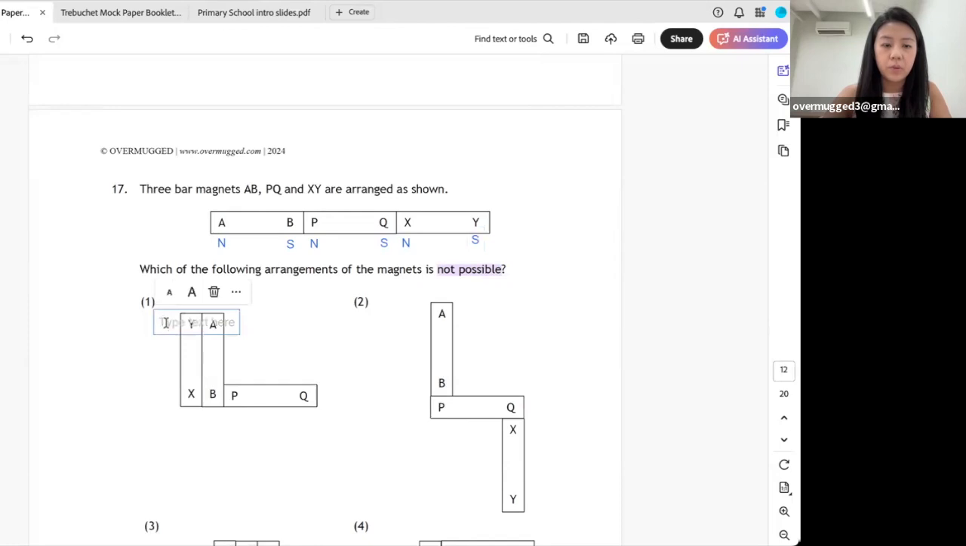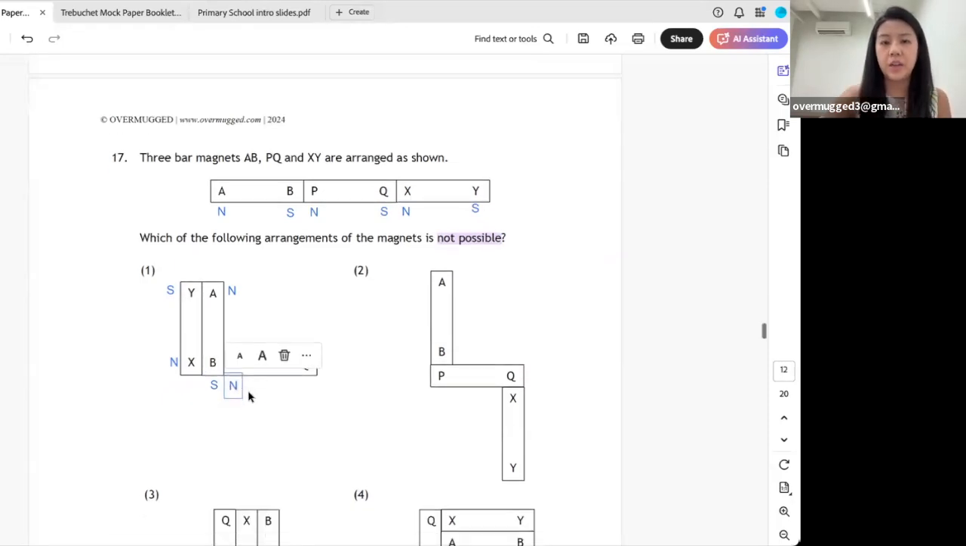And A is north pole. South pole. North pole. Okay, no problem. They are attracting as they should, which means that S is your north pole, B is your south pole. Okay, this is also good. Now between B and P, P is the north pole. So this arrangement is possible because all the unlike poles are facing each other.